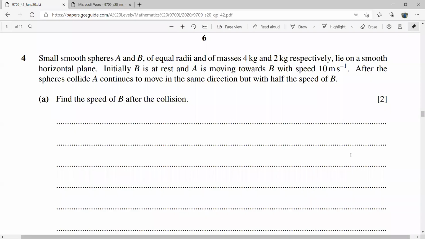So here is the fourth question. Try it, and then I'll solve it.